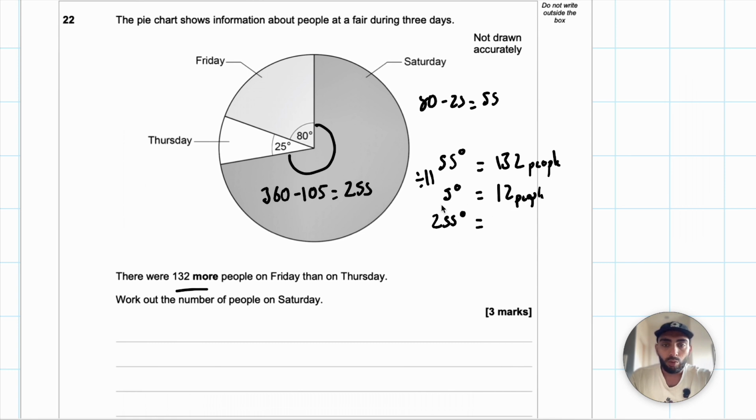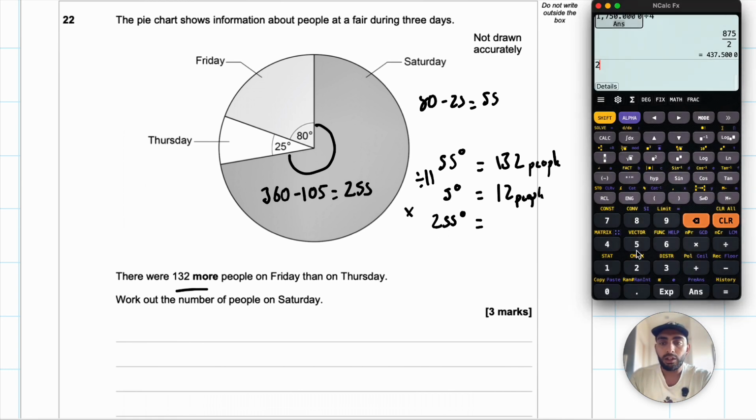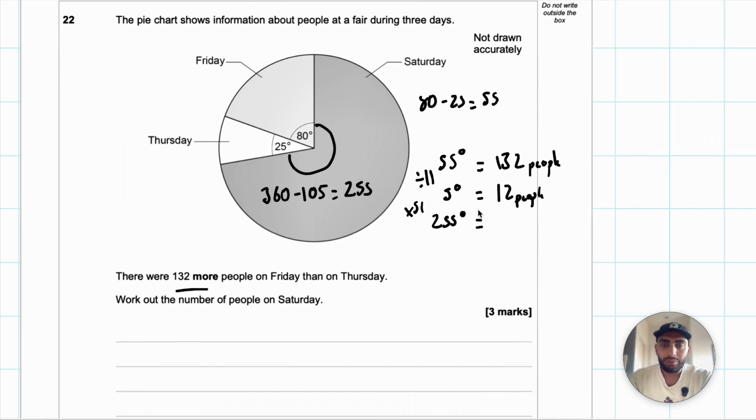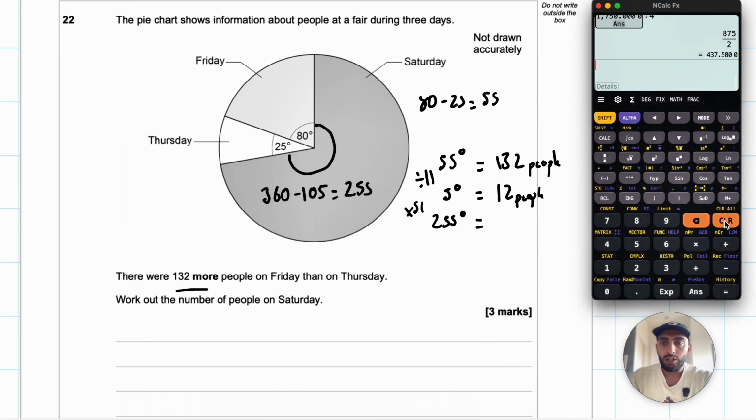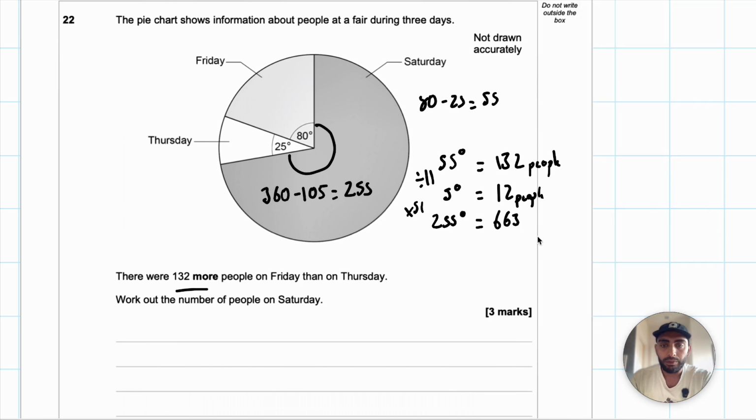And then I need to think, what have I multiplied by on the left-hand side to get from 5 to 255? 255 divided by 5 gives me 51. I need to times both sides by 51. 12 times 51 gives me 663. That's my final answer.